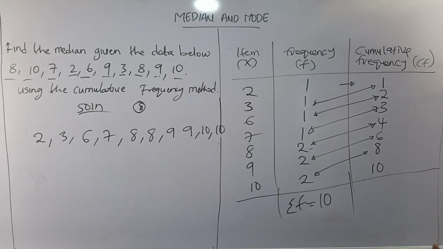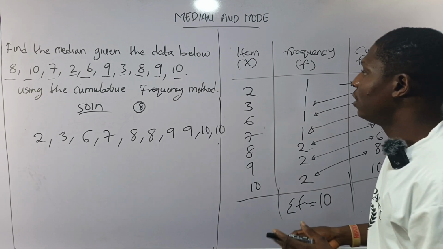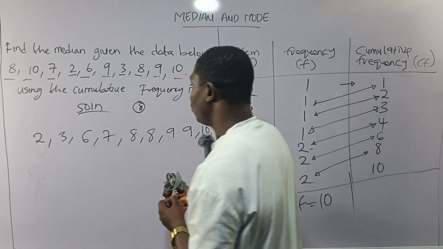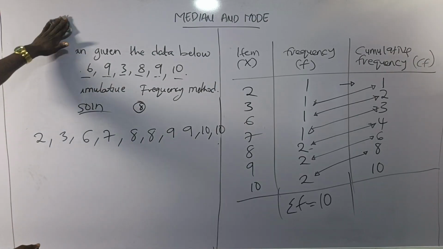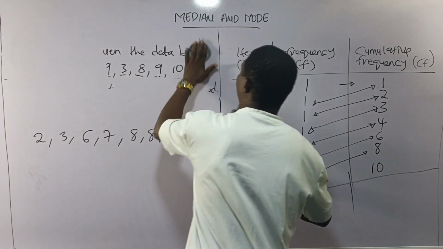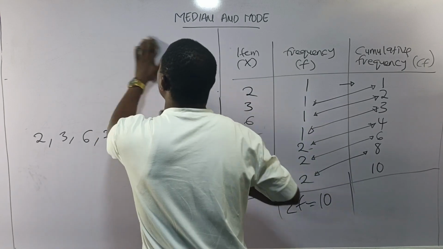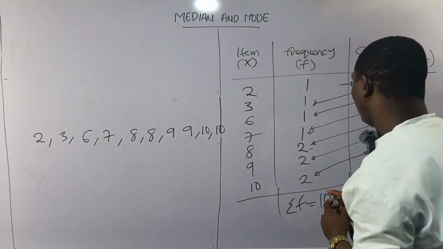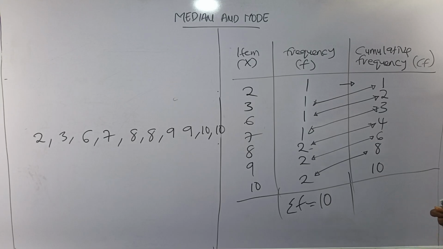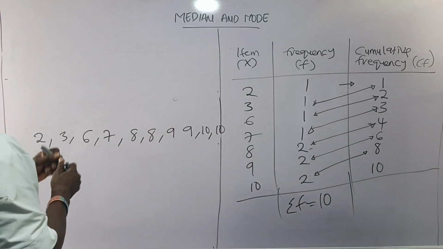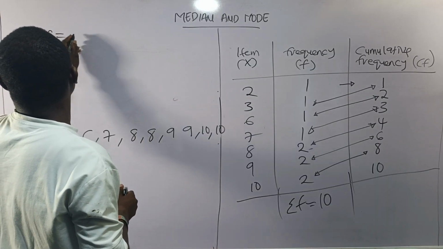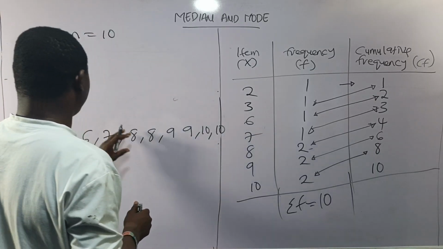Now, we've gotten this. The next thing we are going to do now is to get our median position. So, our median position, we've already used this, so I no longer need it. So, the formula for our median position will be n plus 1 all over 2 in bracket th. Why? The summation of frequency is even. So therefore, the number of data given must be even. So summation f equals to n equals to 10. Number of data is 10.